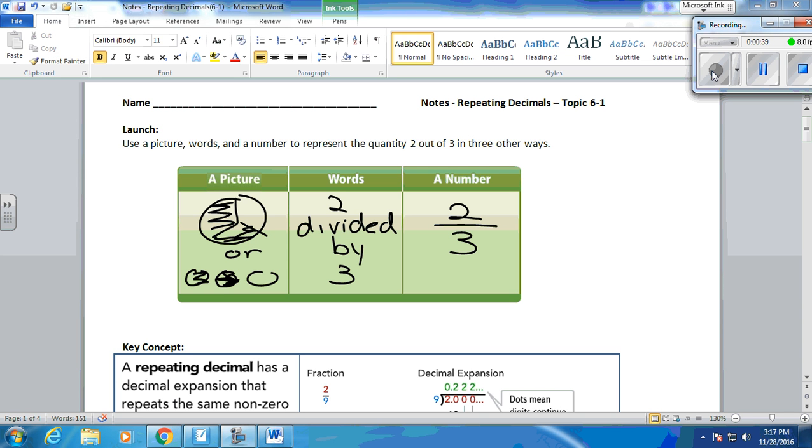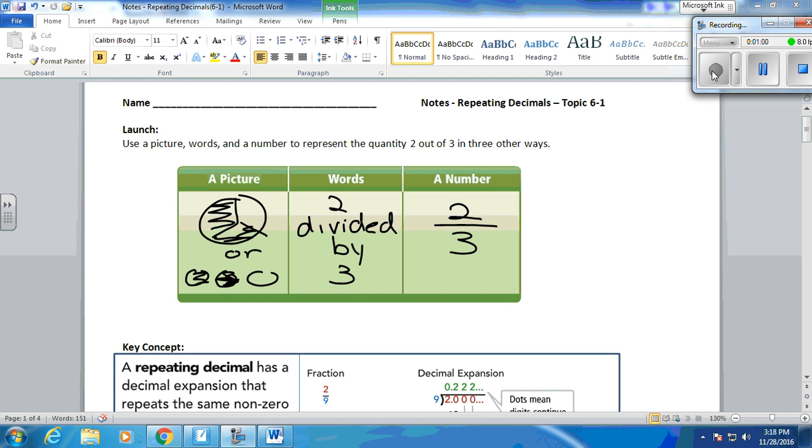Okay, so as a picture, I drew a circle, cut it up into 3 pieces, and shaded 2 out of those 3. Or you could have a bar or a box. I also said that if I had 3 circles and did 2 out of 3, that could be another way to do it. Words: 2 divided by 3, and the number would be 2/3.